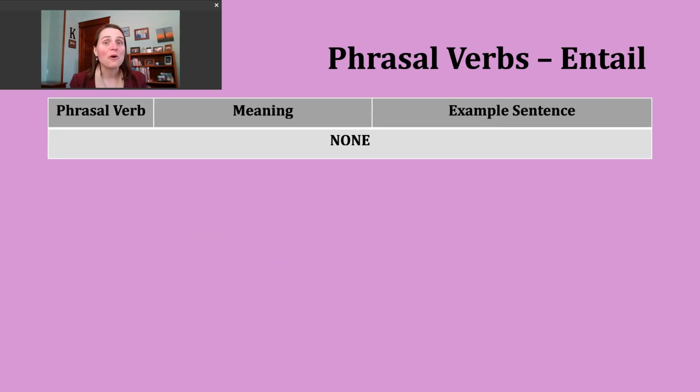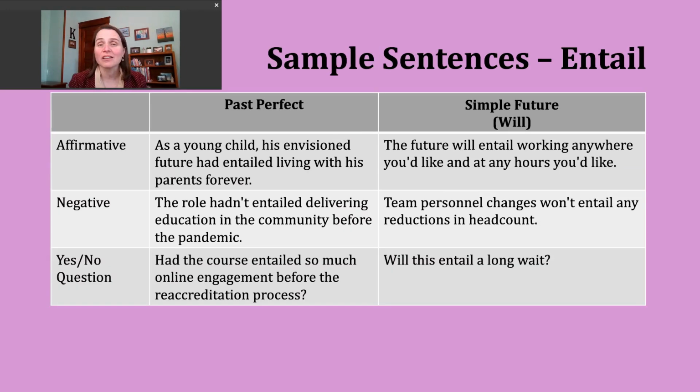Okay? Now, there are no phrasal verbs that we need to discuss today, so instead, we're going to move to doing a little verb tense practice. Today, we're going to talk about the past perfect and the simple future with a focus on will. Let's start with the past perfect. We use this verb tense to talk about completed actions that occurred before a certain point in the past or before another completed action in the past.